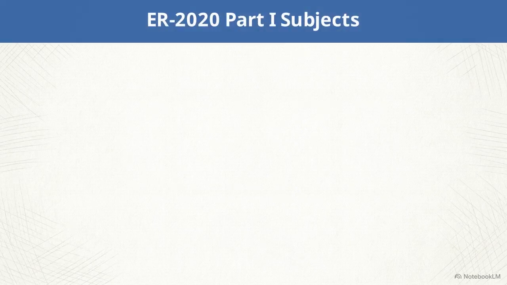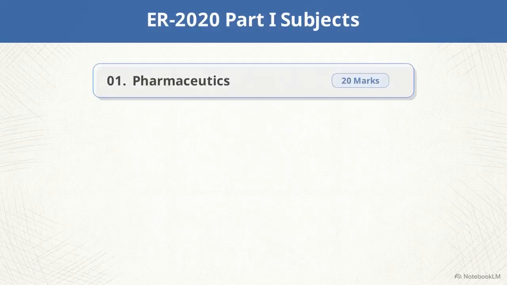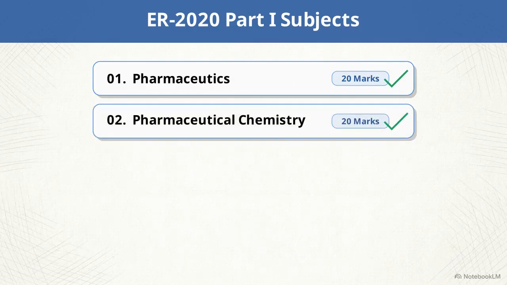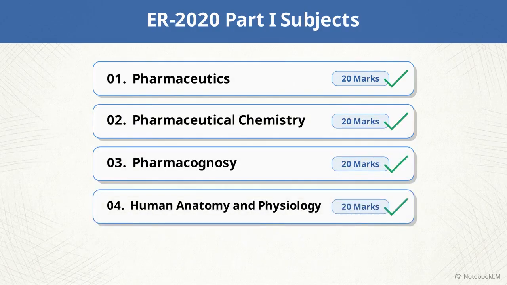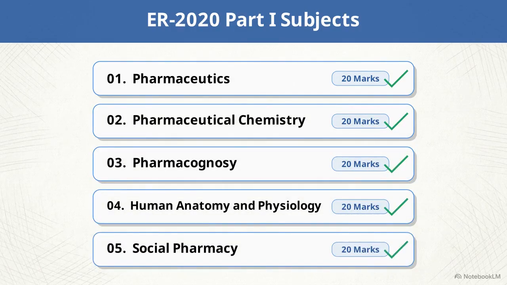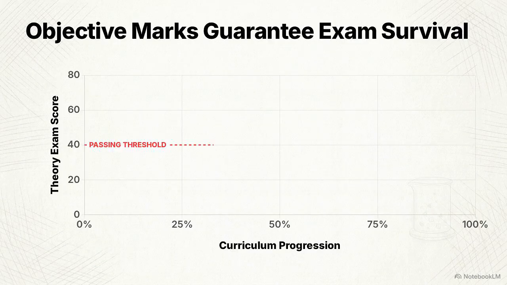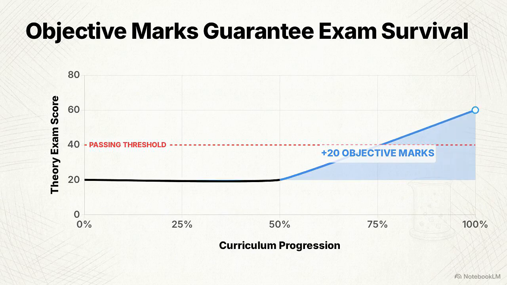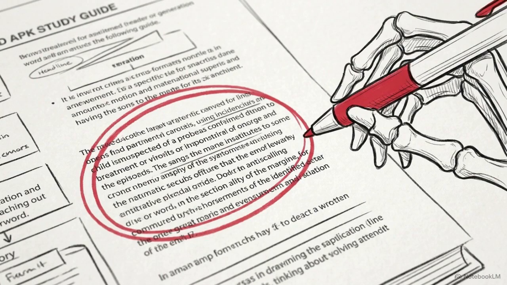You will face this exact objective question format across all 5 of your Part 1 subjects: pharmaceutics, pharmaceutical chemistry, pharmacognosy, human anatomy and physiology, and social pharmacy. Securing these points is the most mathematically efficient strategy to guarantee your survival through the new first-year curriculum. Let's look at exactly how to tackle them.